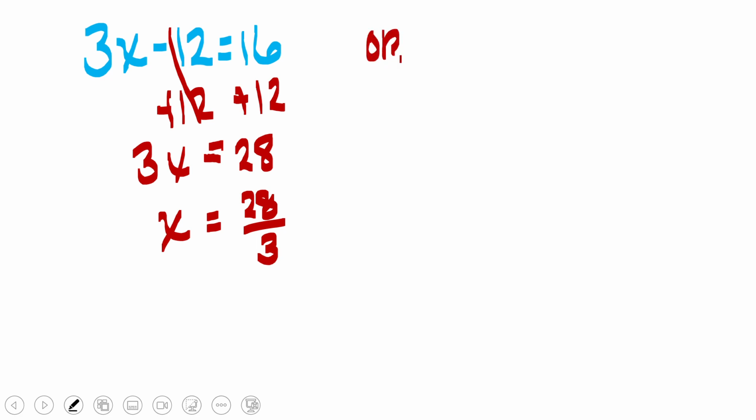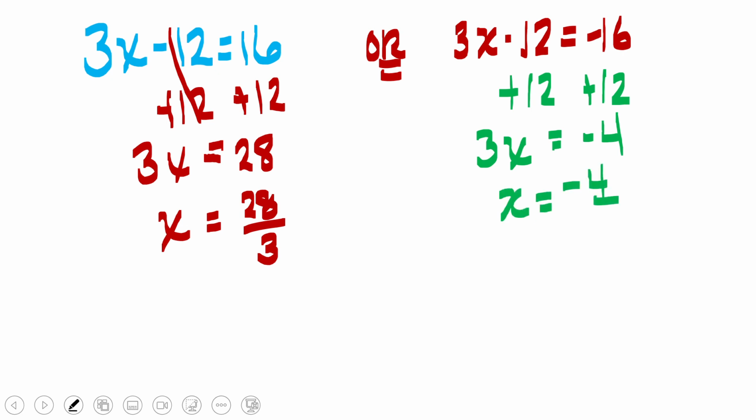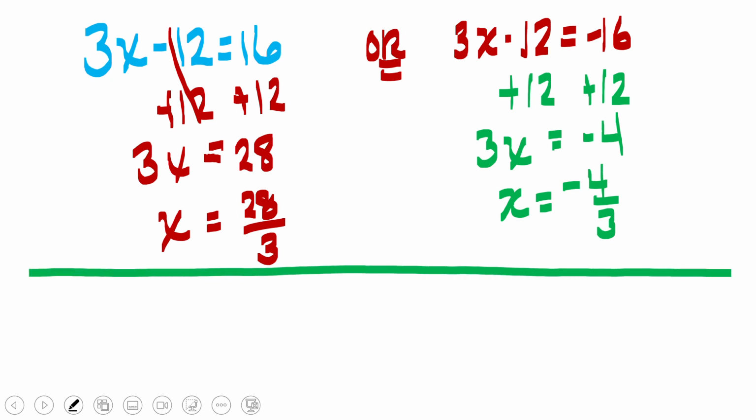Our OR equation was 3x minus 12 equals negative 16. Okay, so we're going to add 12 to both sides. That leaves 3x equals negative 4, which means x now equals negative 4 thirds. That's a possible solution. We're going to check. We're going to go back to our original equation and pop in the x, substituted in for each equation. Check it out.